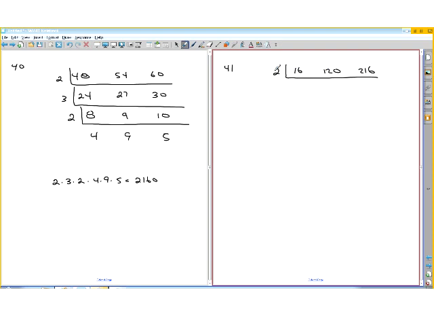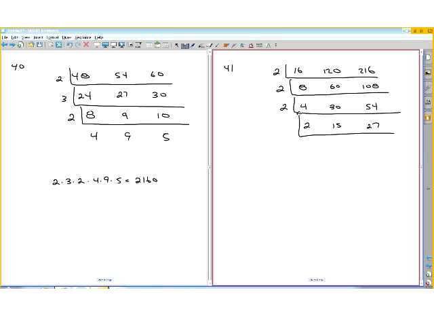Okay, they're all even, so we can divide by 2. We get 8, 60, and 108. Okay, they're even again, so we divide by 2. You get 4, 30, and 54. Okay, they're still even, so I'll do it again. Divide by 2. You get 2, 15, and 27.